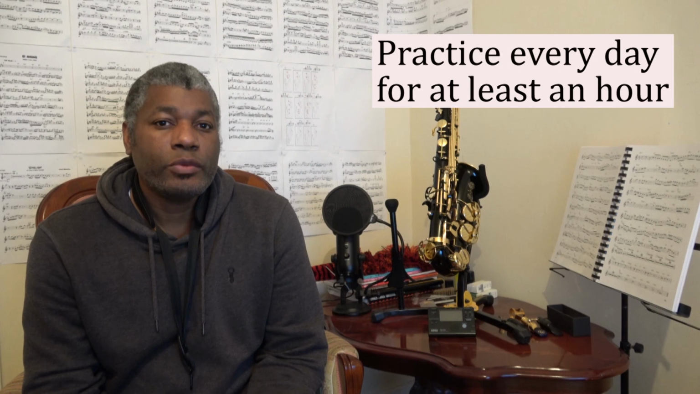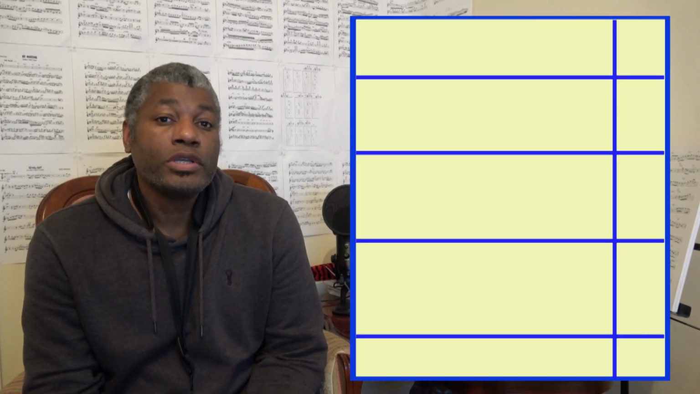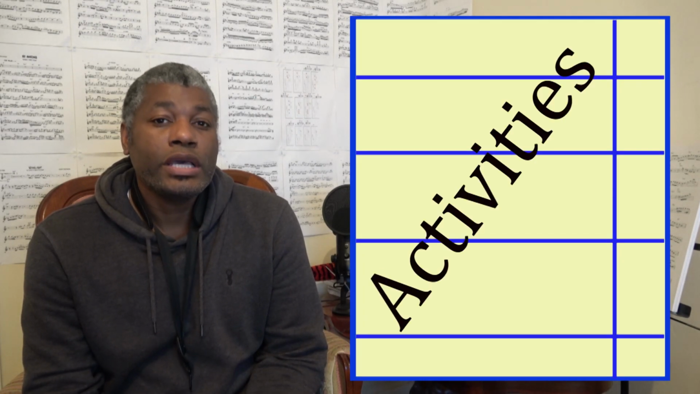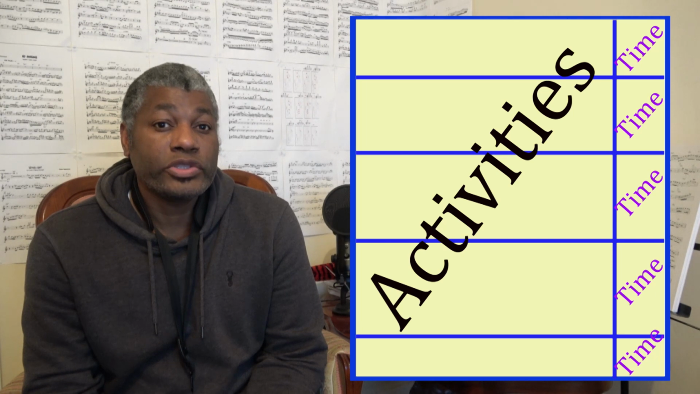So on the understanding that we're going to practice every day for at least an hour a day, we can create a practice routine around that. I'm going to fill in this sheet which has 2 columns. The first column showing the activities that we will do, and the second column showing the time allocated. You may want to create your own more detailed one for yourself.